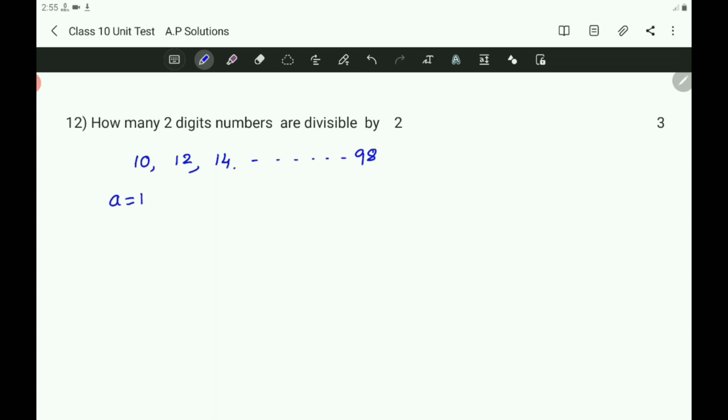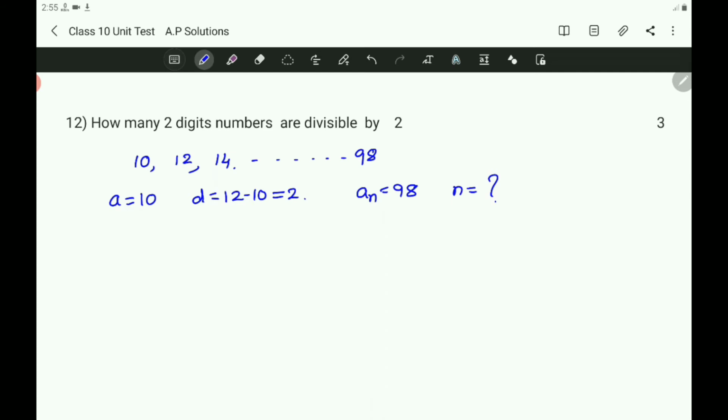You write a equals 10, d equals 12 minus 10. The difference between the numbers divisible by 2 is 2 only. 12 minus 10 is 2. Then consider this as the nth term. The last term is the nth term, n equals 98. Here what you have to find out? We have to find n equals question mark.